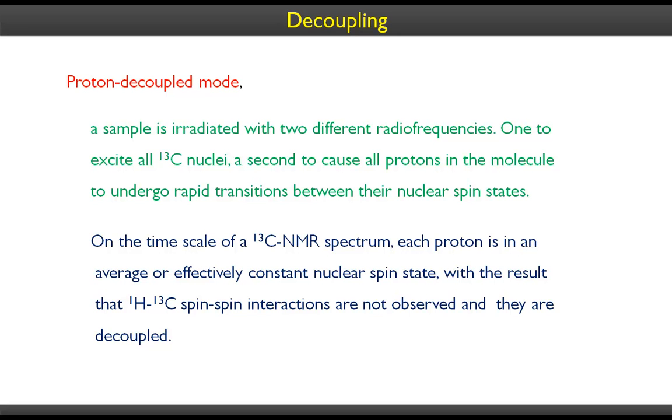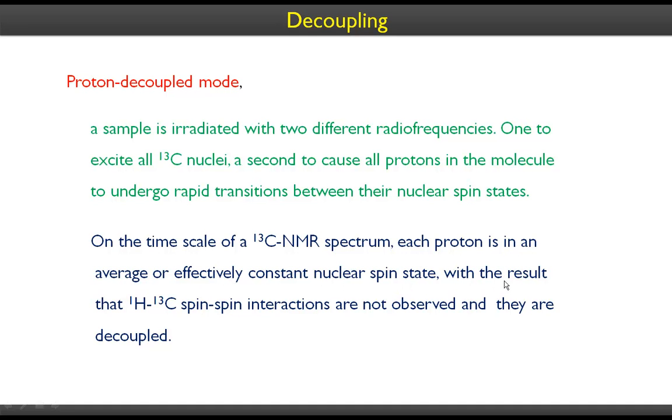atoms, right? Okay, so the sample is irradiated with 2 different radio frequencies such that the hydrogen effects are nullified, one to excite all the C13 nuclei, and second to cause all the protons in the molecule to undergo rapid transitions, and the spin states have been brought to 0, right? On the time scale of C13 NMR spectrum, each proton is in an average and effectively constant nuclear spin state.